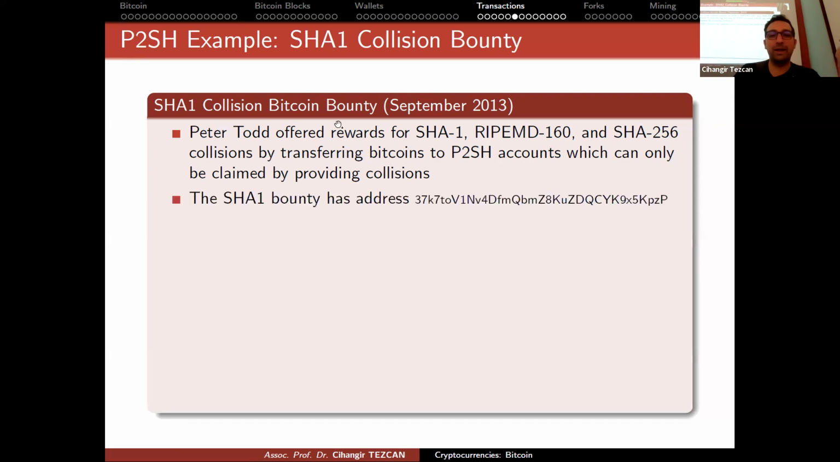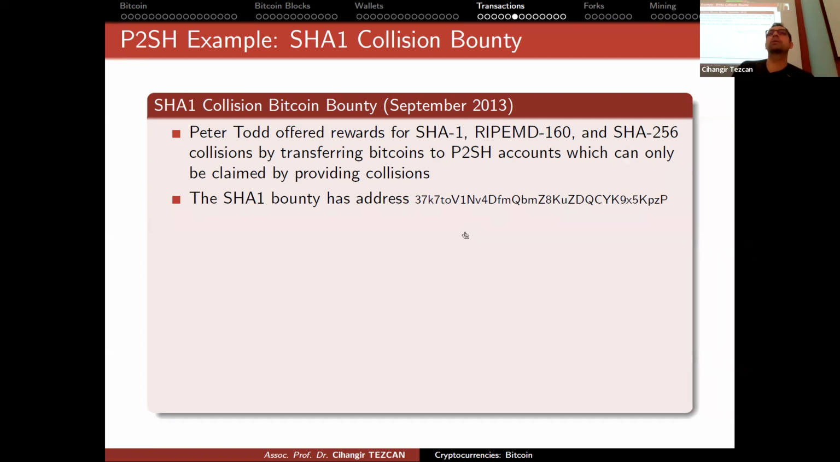So let's look at how this works. The pay-to-script hash result for this SHA-1 bounty is this. As you can see, it starts with 3. So this is a pay-to-script hash address. So this hash actually belongs to a script where the owner can claim it as long as they provide a collision for SHA-1. So this was a challenge in 2013, and this is valid for all of the others.